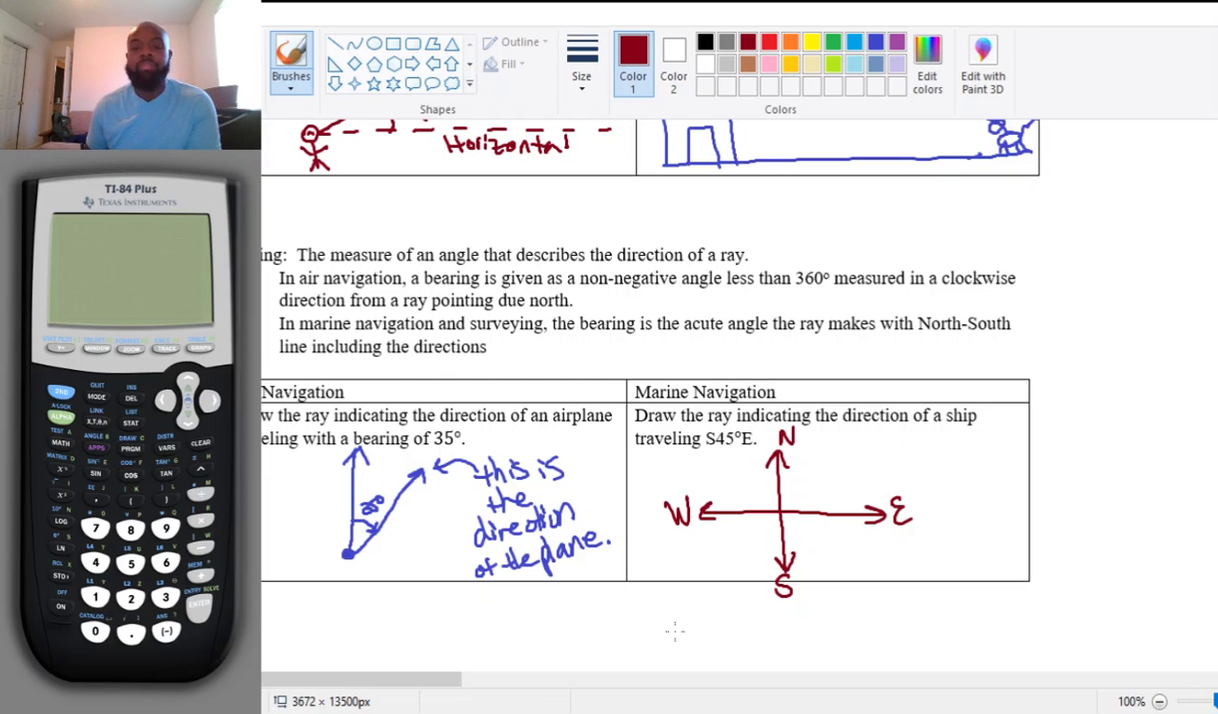This reads 45 degrees east of, and then I'm just going to say south. Okay, so my south is here pointing downward. I'm going to be 45 degrees on the east side of the south line, right? And it's going to be an acute angle. So I'm going to go 45 degrees in that direction on the east side. And this, if that was a straight line, would be the direction that that ship is traveling.